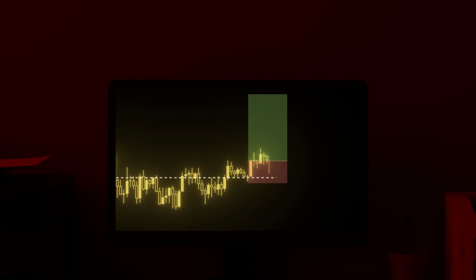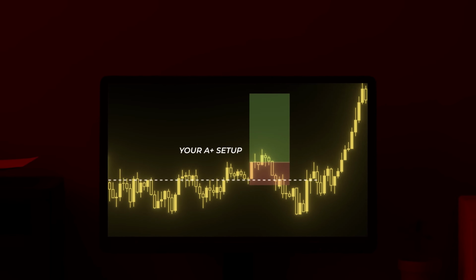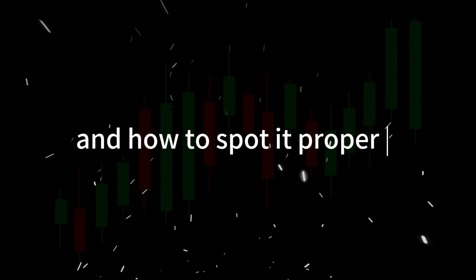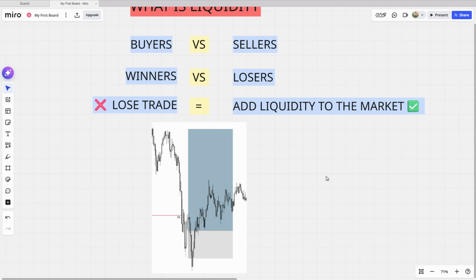If you can spot the right liquidity, you not only save yourself from losing even on A-plus setups, you can also enter with smart money and take advantage of big moves. Liquidity isn't as complicated as most gurus make it sound. By the end of this video, you'll understand exactly what it is and how to spot it properly. So, what exactly is liquidity?